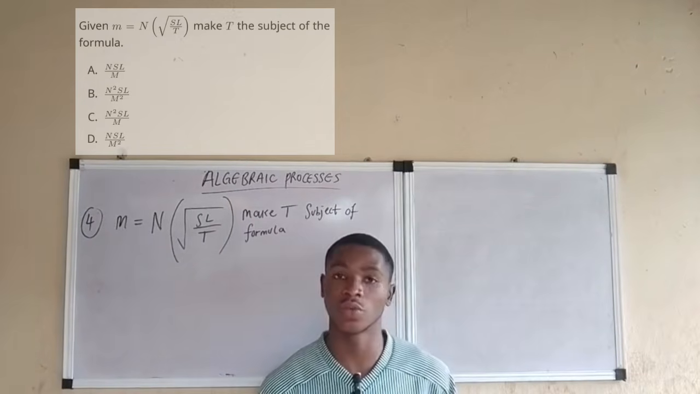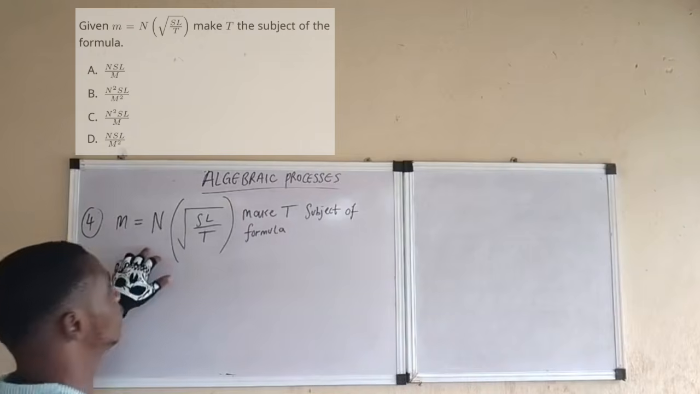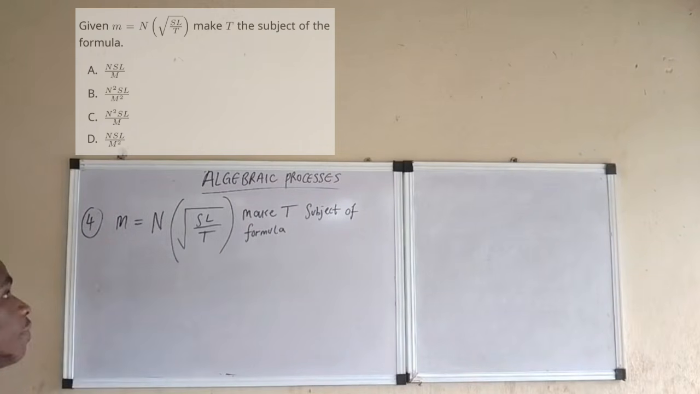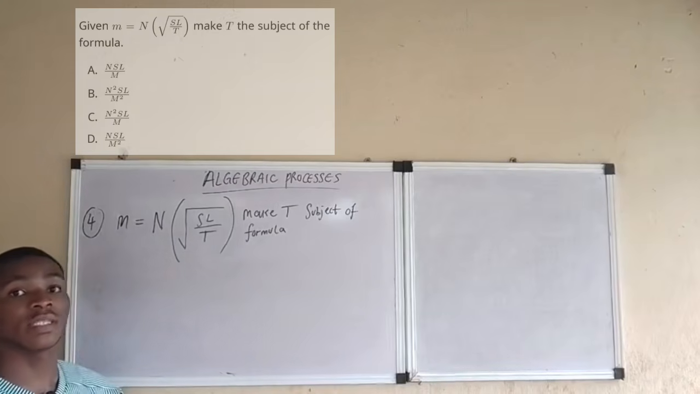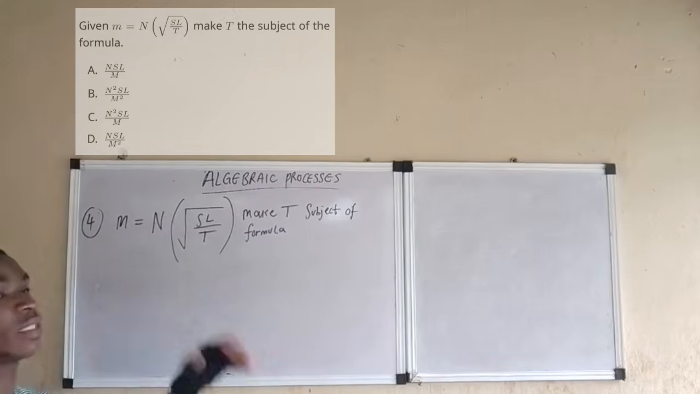So let's deal with this question. Here, we are given a formula m equals n times the square root of SL over t, and we have to make t the subject of the formula. Now, what you're simply doing in making a term the subject of the formula is to isolate that term. Do you understand? Put it on one side of the equation and move everything else to the other side of the equation.